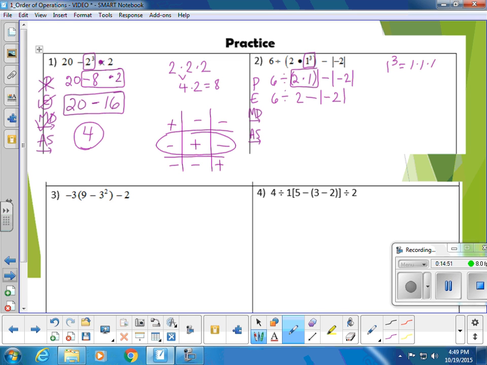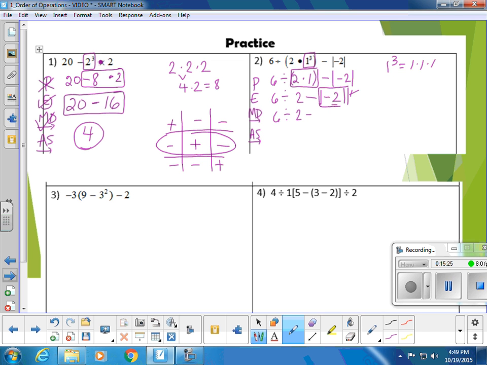Now, I still have groupings. I've got the absolute value group, so I'm going to solve that first. So bring down everything you didn't use. 6 divided by 2 minus, and the absolute value of negative 2. Remember absolute value is always positive, so it's going to be a positive 2. And I put that there because I wanted to be clear that that is a positive 2. Now, do I need that? No.